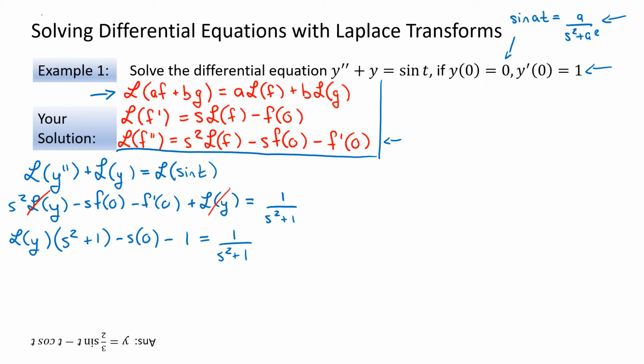Okay? So, using this, we can cross a few things out. We have the 0 times s, which is 0. Okay, actually, I'll do it in a different color. We can also take this negative 1 and move it to the other side of the equation. Okay? So we have s squared plus 1 times the Laplace transform of the original function is equal to 1 divided by s squared plus 1 plus 1.